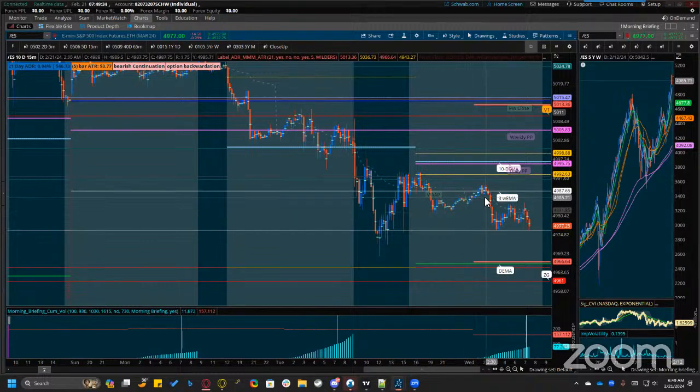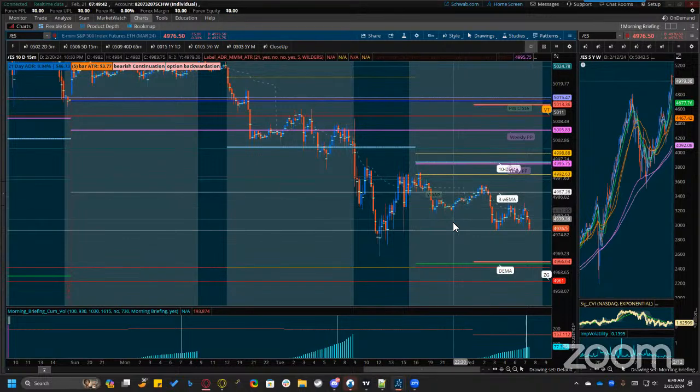But we are under the 3. We got underneath it yesterday. We're still working at it today, kind of digesting that move. So we're looking to sell into strength, buy into weakness.